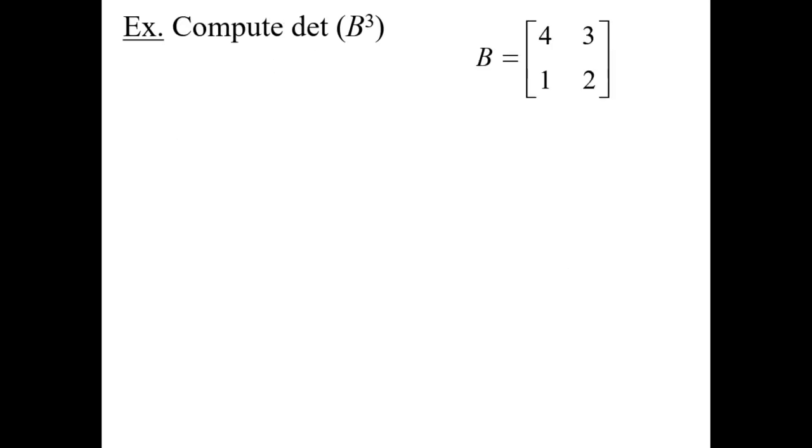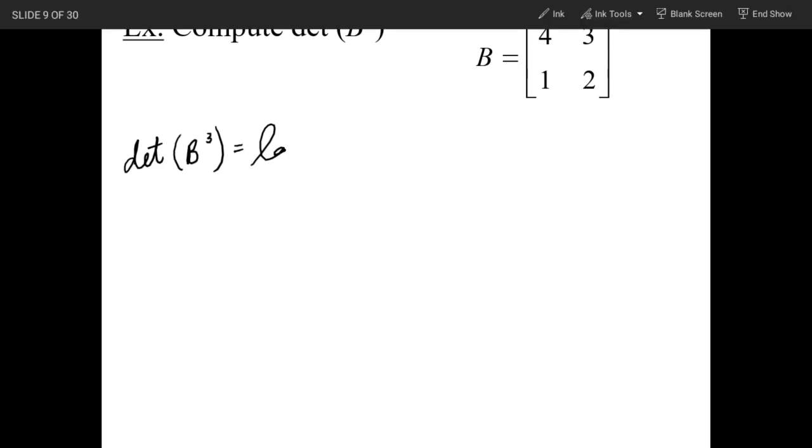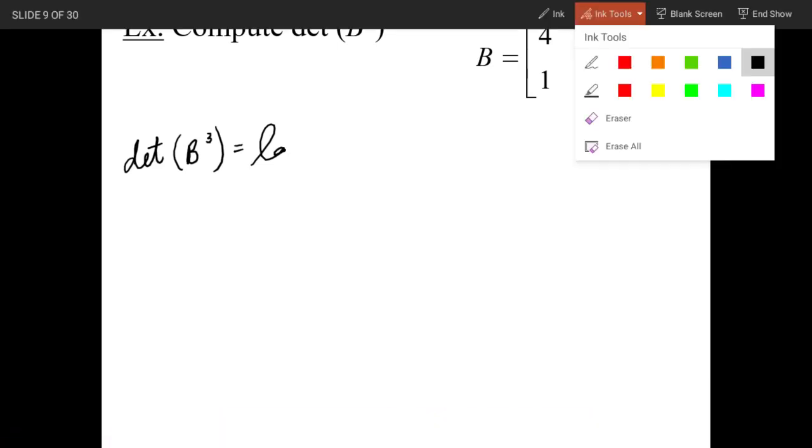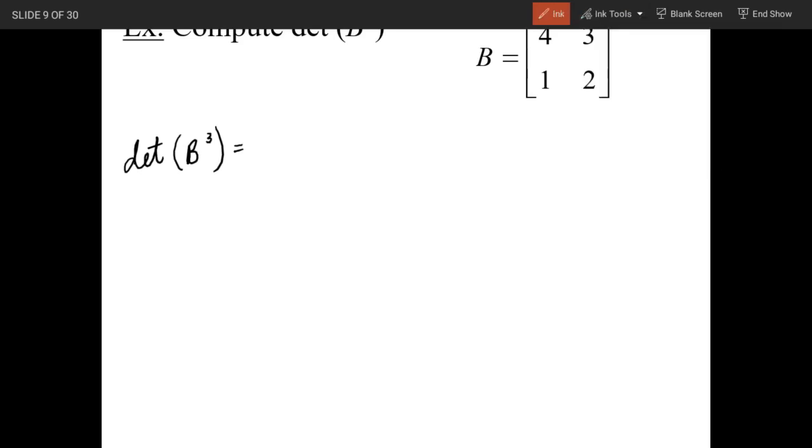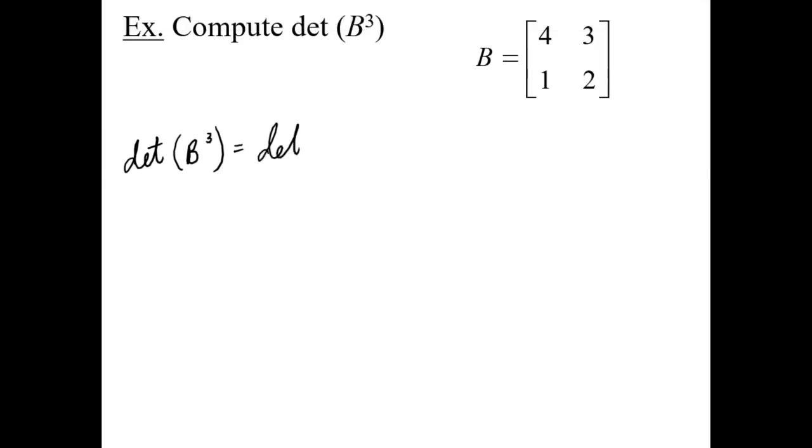Now, here's a nice little shortcut. Find the determinant of b cubed. Now, I could multiply b times itself again, nothing wrong with that, and then find the determinant of the result. But notice that what we're being asked to find is the same as, wow, where'd I get a log? Definitely not logarithms. Determinant. There we go. This is the determinant of b times b times b.